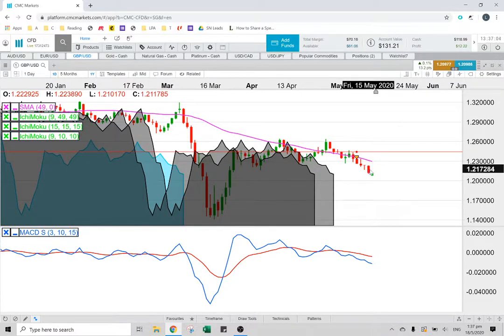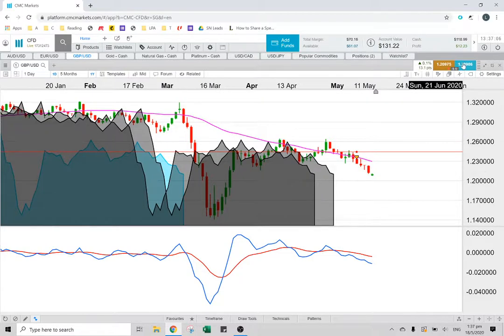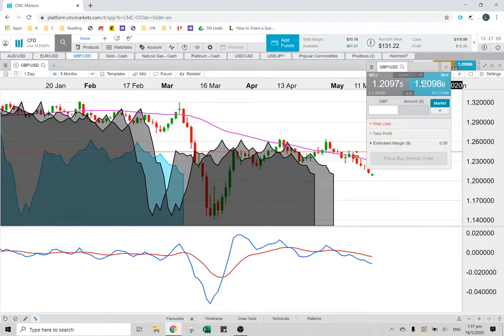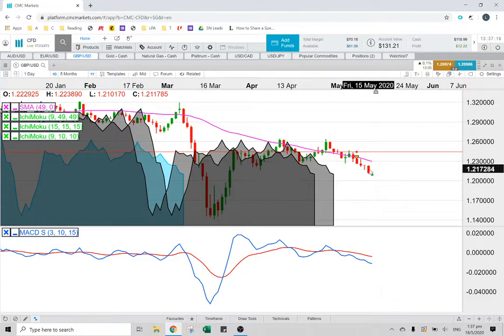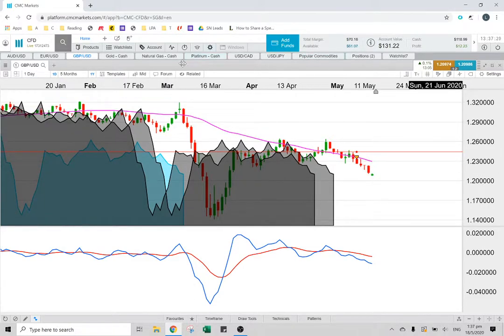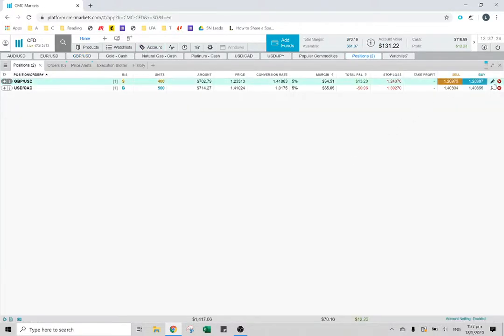1.22389. Let's modify our stop loss. So we do this, 1.22389. Okay. Position. Gonna edit.